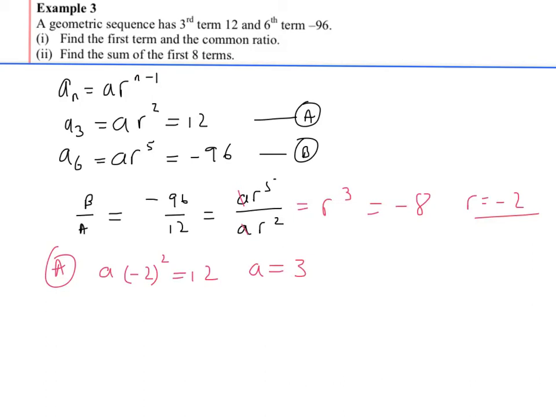Okay, so for part 2, find the sum of the first 8 terms. So S8 equals a(r^n - 1) over r - 1, and again we're using this form because the common ratio r is -2, so it's less than 1. And if we substitute our values in, we'll find the sum of the first 8 terms.